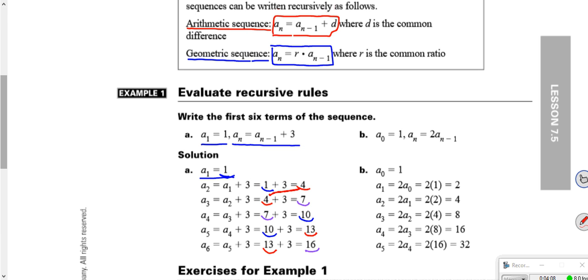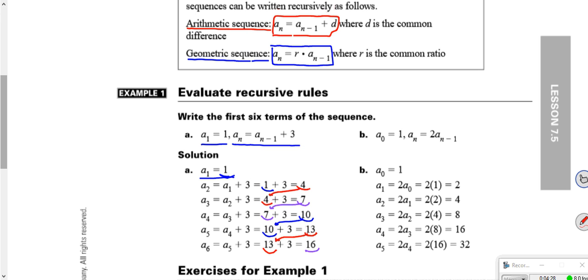This 4 goes into here. This 7 goes into here. This 10 and so on. You have to use the preceding term to get to the next one. Part B is geometric, because we have a ratio out in front.